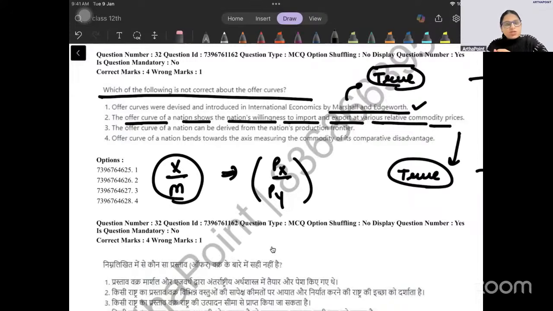जब हम price of export and import निकालते हैं, what is that called? When I find the relativeness between export and import, what is that called? Anyone? Difference between the value of export and value of import is called?